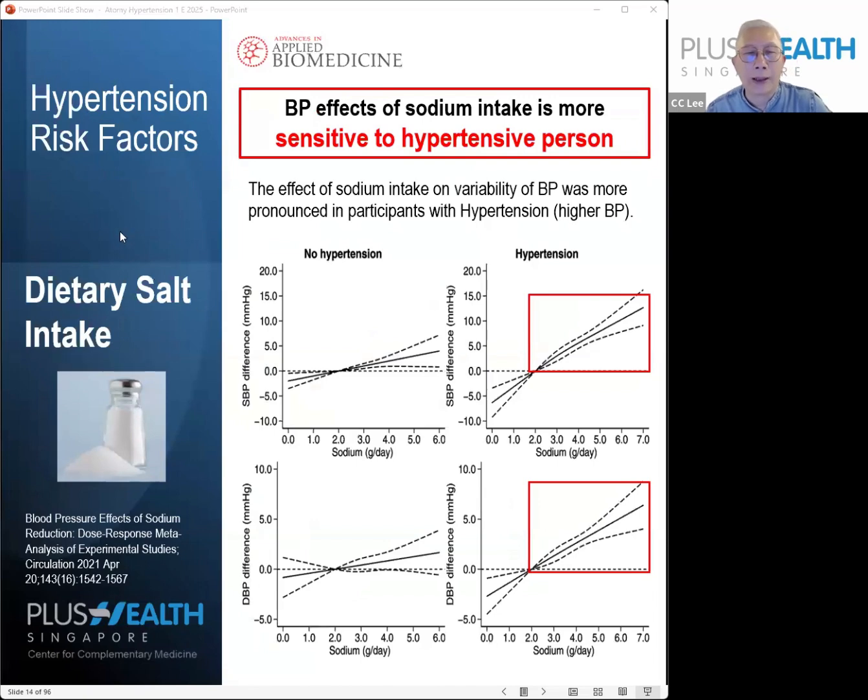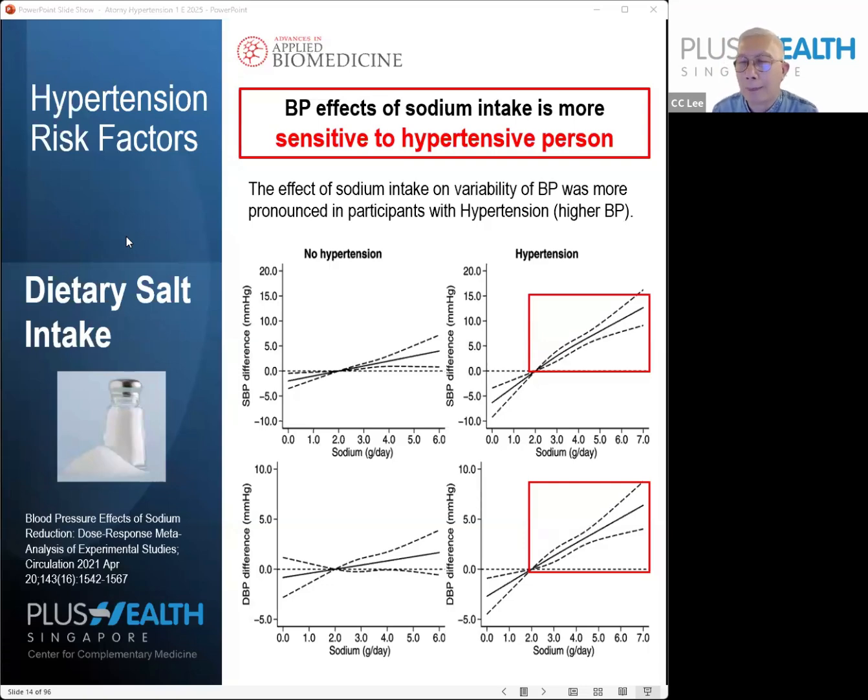Okay, let's look at another perspective. If we look at how dietary salt intake affects people with hypertension compared with people without hypertension, right? Now you can see from this chart that salt intake will increase the blood pressure for both hypertensive patients as well as normal healthy people.